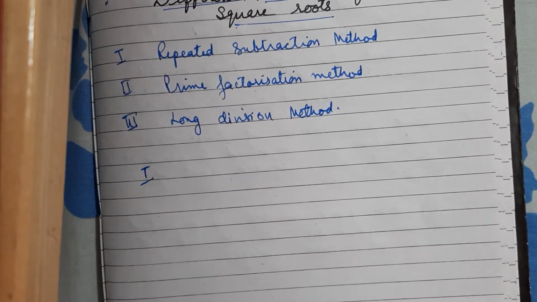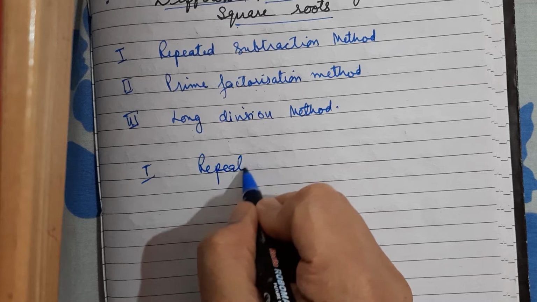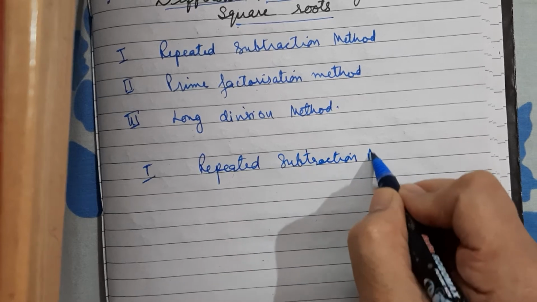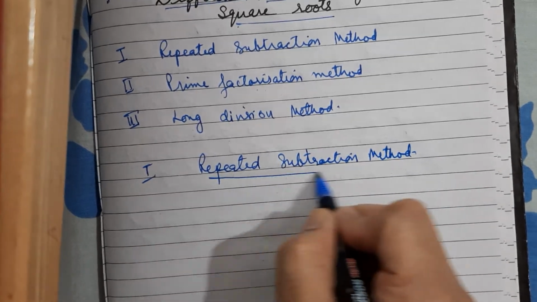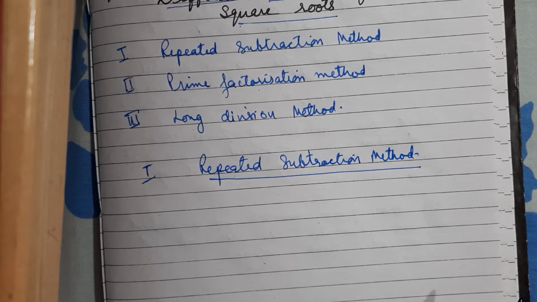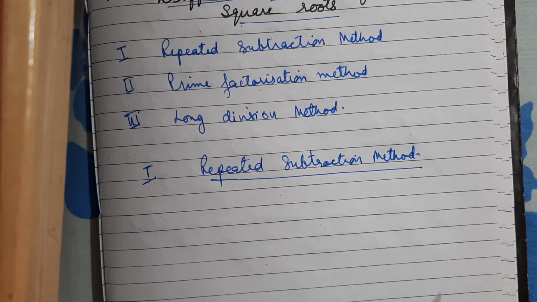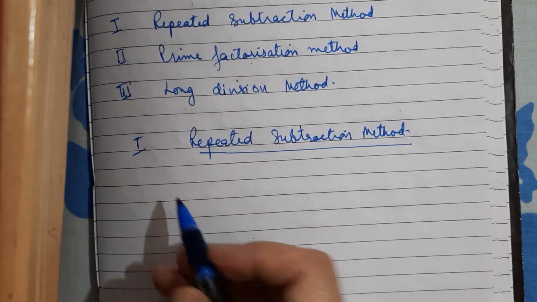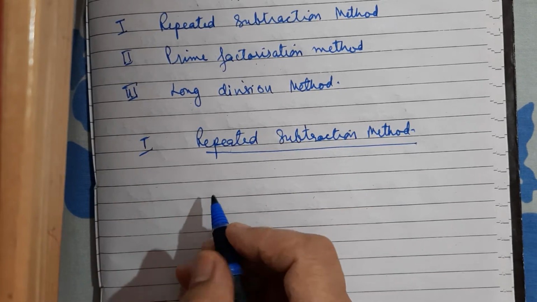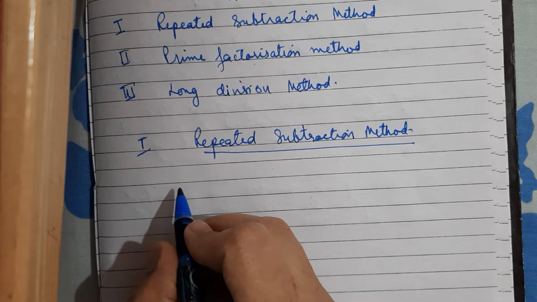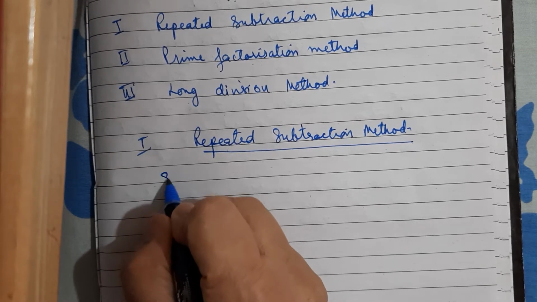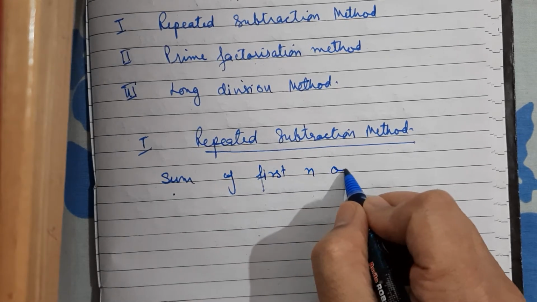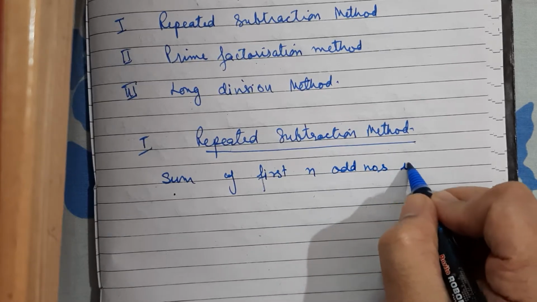So today we will study the first, the repeated subtraction method. Children, do you remember that the sum of the first n odd numbers is n square? If you remember, when we did the properties of square, there we studied one topic, that the sum of the first n odd numbers is n square.